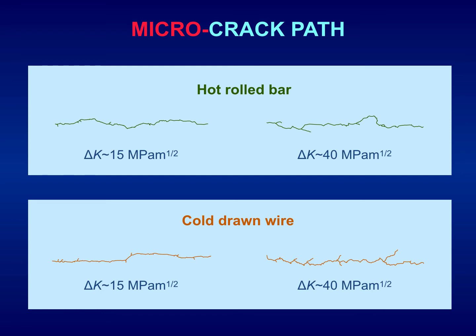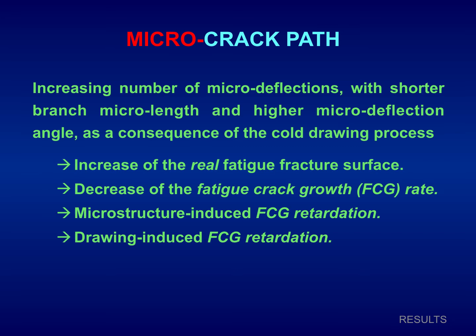And also there is a roughness increase of the microcrack path with the cold drawing degree. Then the cold drawn wire exhibits more deflections, a higher roughness than the hot roll bar that is not cold drawn at all. Then the summary of conclusion regarding microcrack paths is as follows. Increasing number of microdeflections with shorter branch microlength and higher microdeflection angle as a consequence of the cold drawing process.